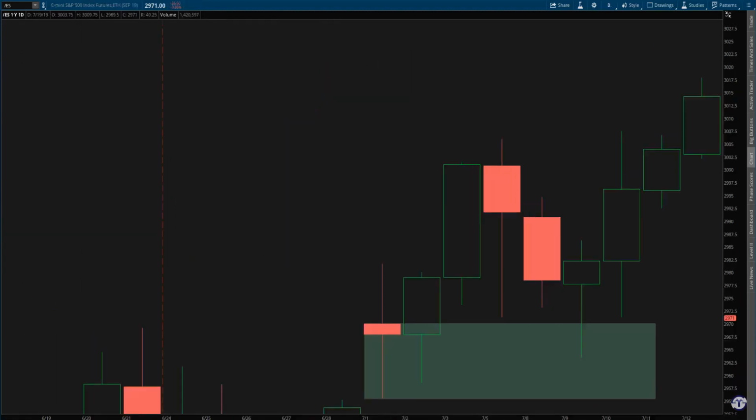Here's another one. This is a daily chart of the S&P as well. We have a basing candle followed by a violent and strong move to the upside. We draw this demand zone. Look what happens when price enters this demand. We get a solid bounce from there, right?